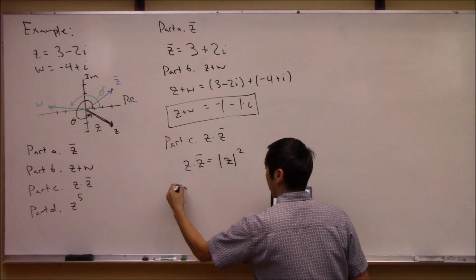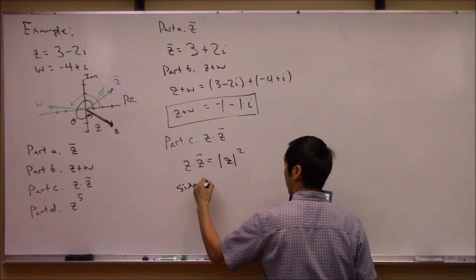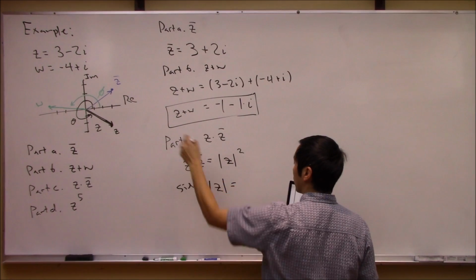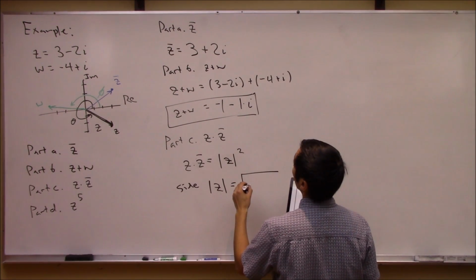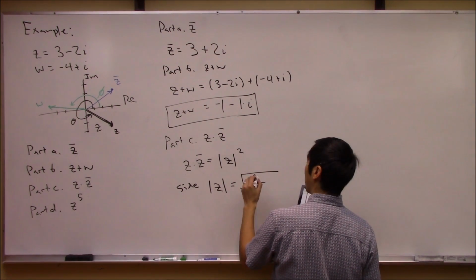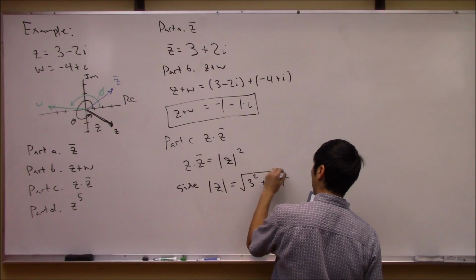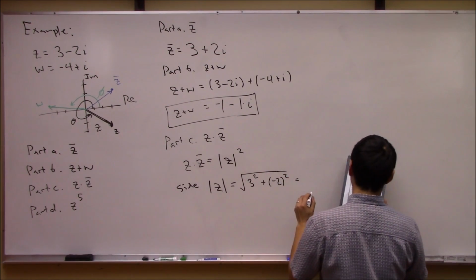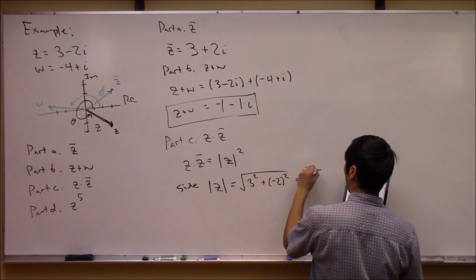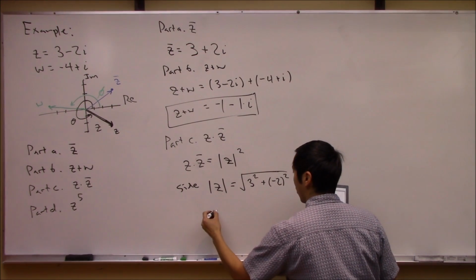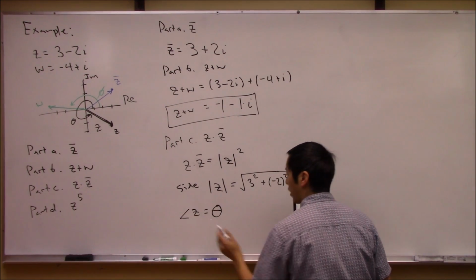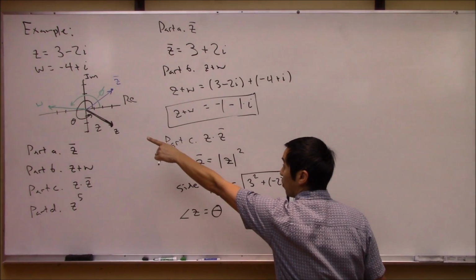Sidebar: it might be helpful now to calculate things like the magnitude of z. The magnitude of z is just the length of that vector z. So this is the square root of the real part squared, 3 squared, plus the imaginary part squared, negative 2 squared. So the magnitude of z in this case ends up being 9 plus 4, 13, root 13. Okay, and now let's get theta. Theta here was the same thing as the angle of z. So again, we see the picture there.